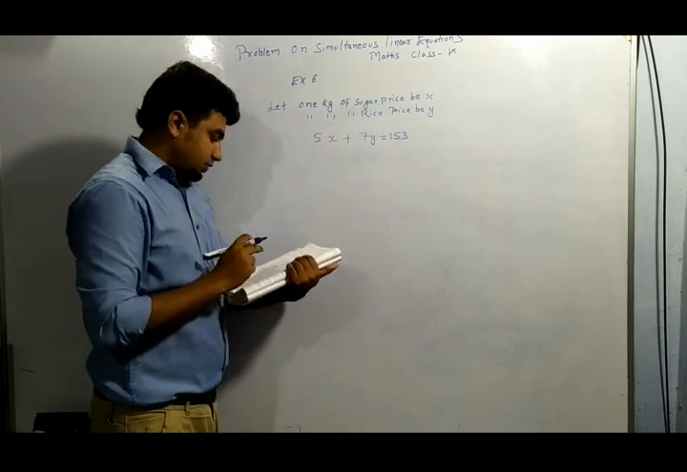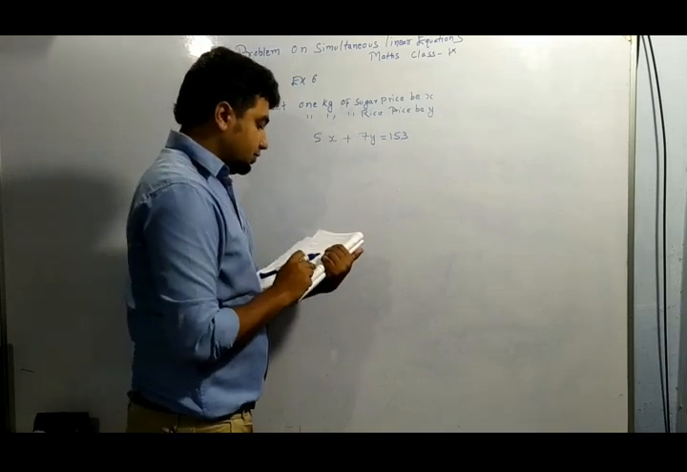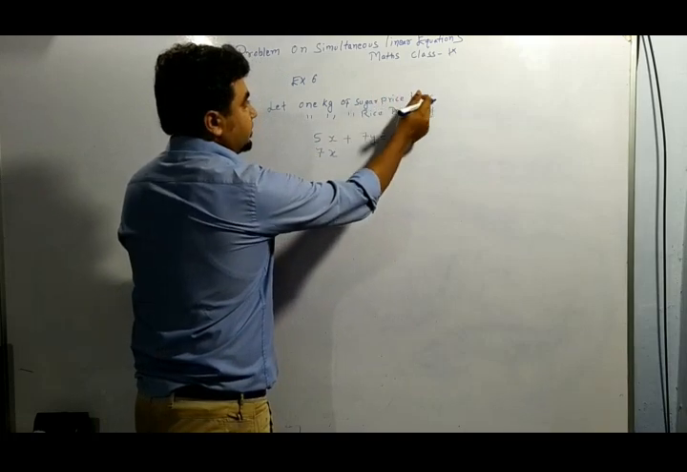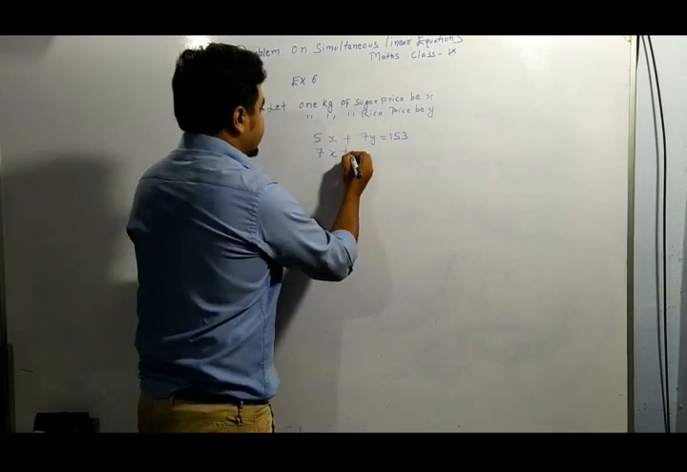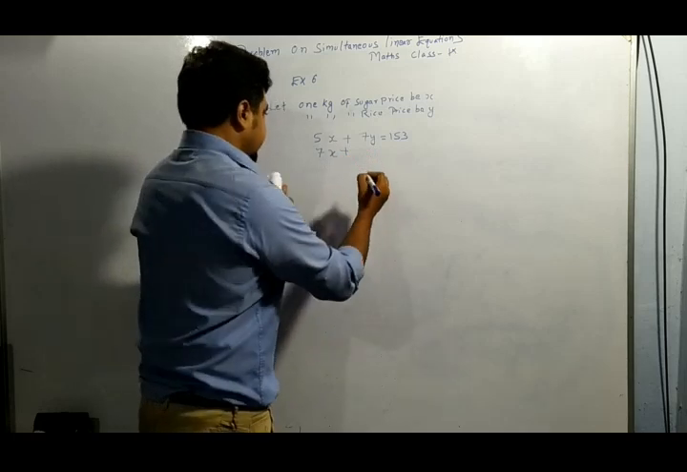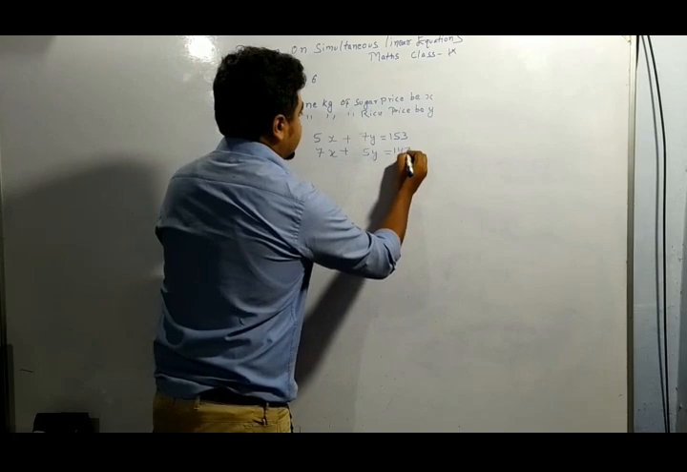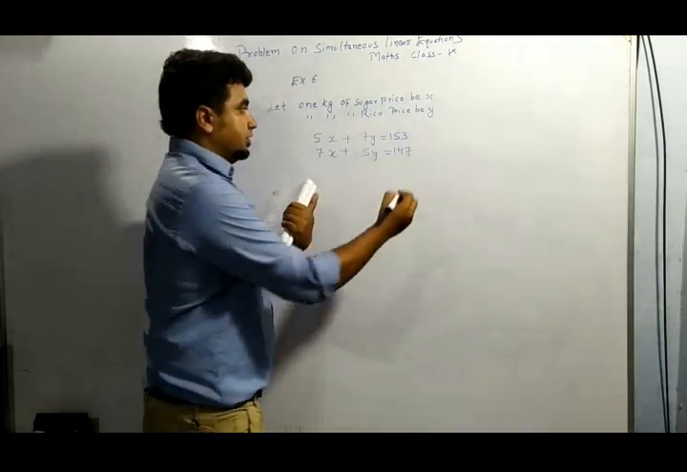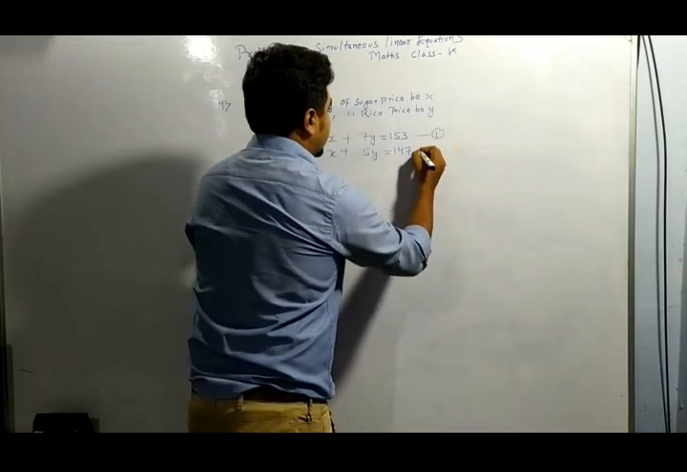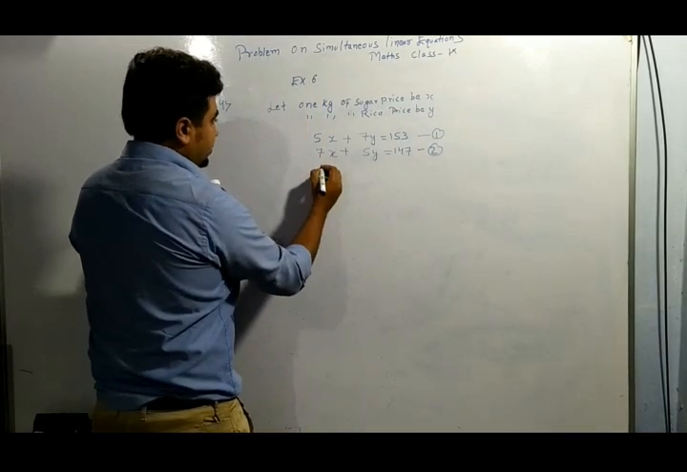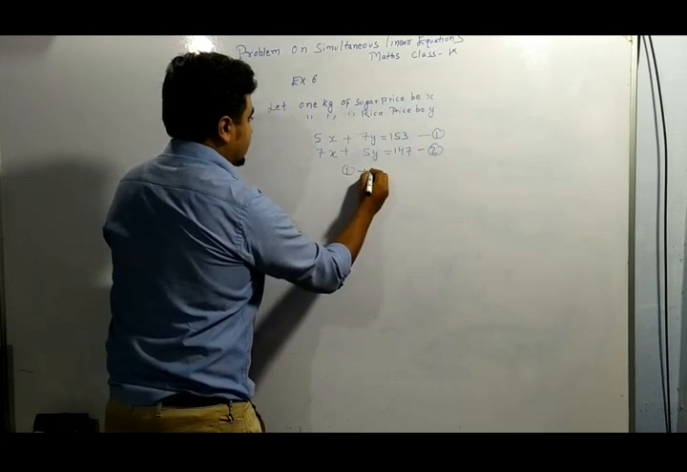Now the second is given to us: the cost of 7 kg of sugar, 7 into x, where the cost of 1 kg of sugar is x, plus 5 kg of rice, 5y, equals 147. This is equation 1 and equation 2. One of the easy ways we can solve is by adding both the equations, 1 plus 2. What will happen?